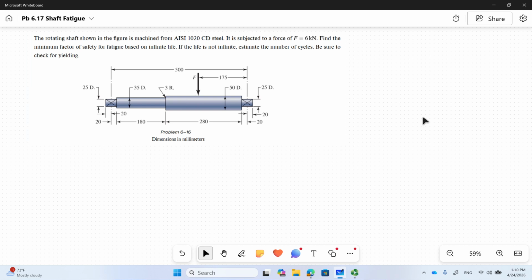Find the minimum factor of safety for fatigue based on infinite life. If the life is not infinite, estimate the number of cycles. Be sure to check for yielding. Alright, so before doing anything, we need to look up some material.